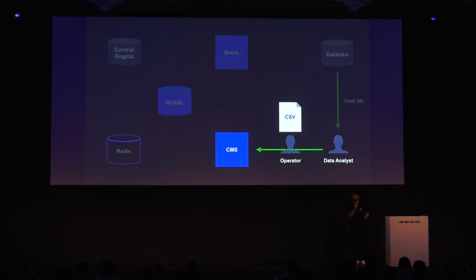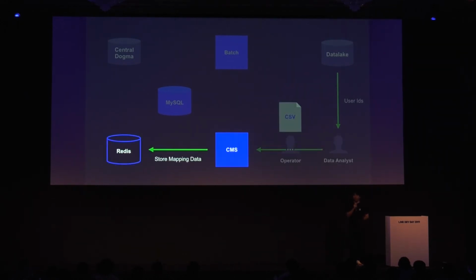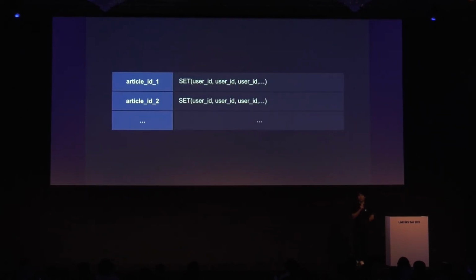So which article, how long, and also where to insert, that information is also entered. So the CMS server will store the articles, and the user mapping data will be stored on Redis. So the mapping data is in this kind of format. The article ID is the key, and the user IDs, which are extracted from the CSV, are set as the value.